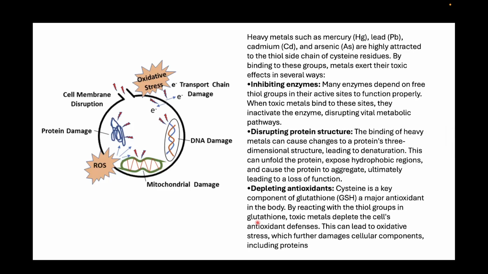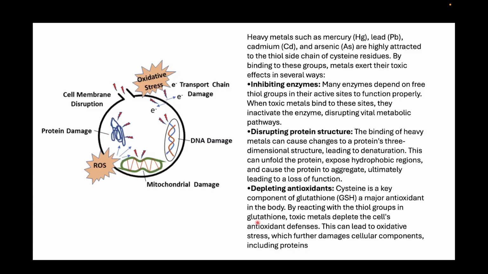And many heavy metals are also known to deplete antioxidants because cysteine is a key component of glutathione, which is a major antioxidant in the body, which leads to an increase in oxidative stress or an increase in the levels of reactive oxygen species. By reacting with thiol groups in the glutathione, toxic metals deplete the cell's antioxidant defenses.